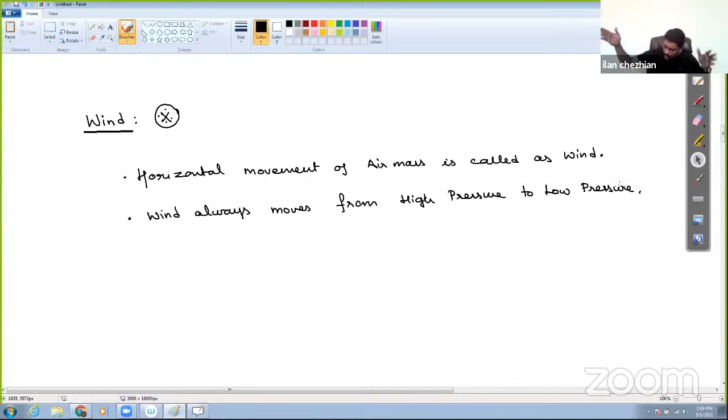Somewhere I said wind, or air mass of an air moving from one place to another in a horizontal fashion, you call them as wind. It always moves from a surplus region to a deficit, right? Surplus region you call them as high pressure, and deficit you call them as what? Low pressure. Has to have mass.